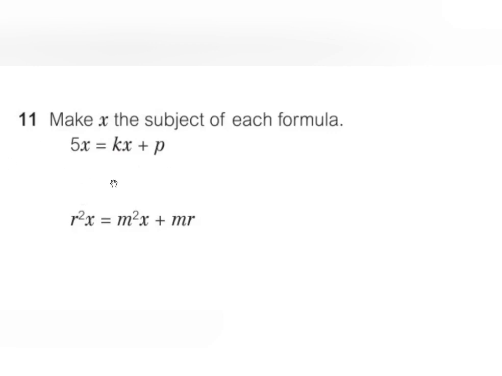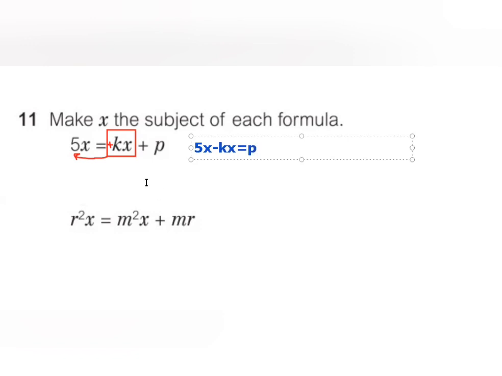Now first let's work on this one. First step, we have to put x on one side. So I'm going to take everything that has x and take it to one side. I notice here that I have kx and 5x. So I'm going to take the kx to this side so I can put them together. Because kx is positive here, I'm going to take it to the other side and make it negative. So 5x minus kx equals p.